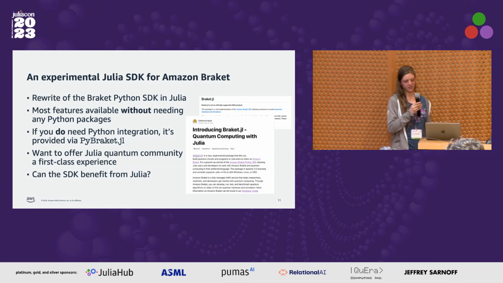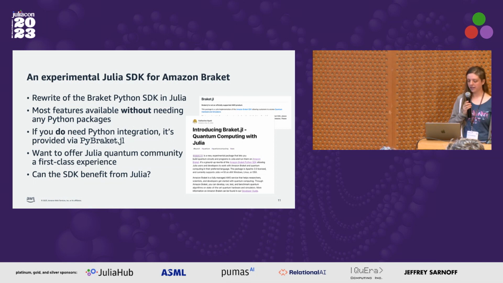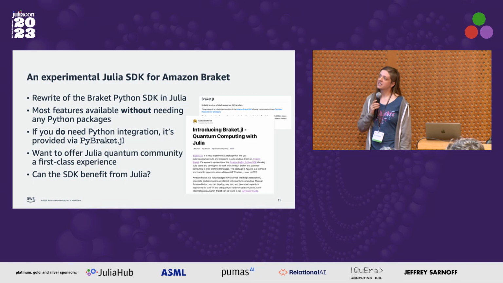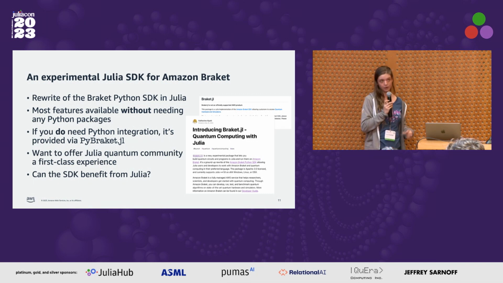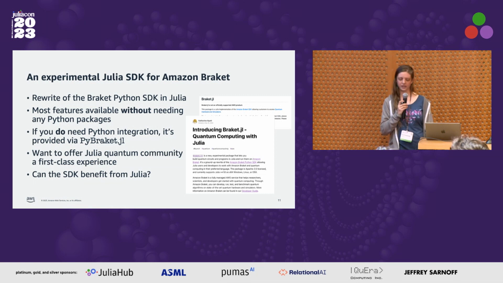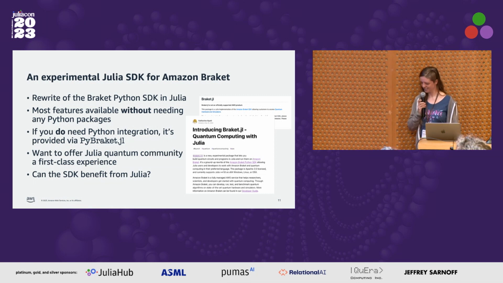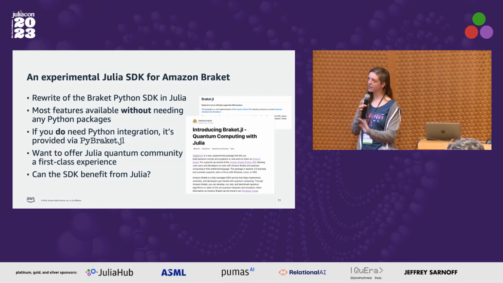So nearly every feature is available without needing to install any Python packages. The one situation this is not true in right now is if you want to use one of Amazon's pre-written local simulators. Those are currently only in Python. More on that at the end of this talk. But everything else you can do in pure Julia.